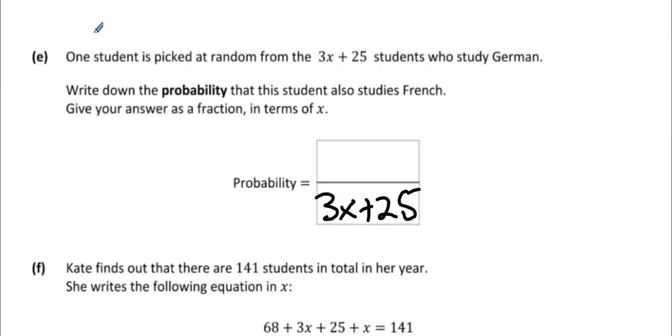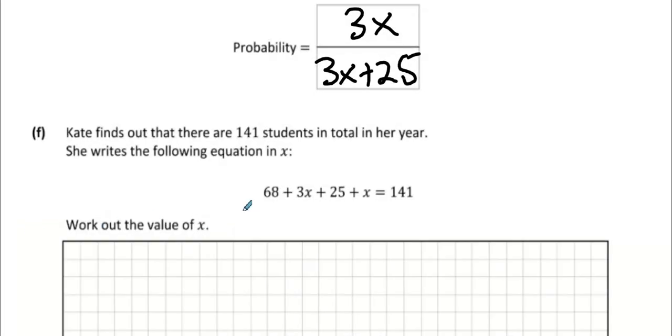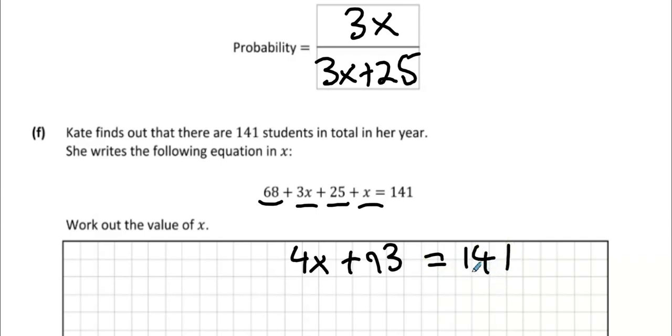So that's my answer, is it? It's an awkward one. Okay, finally, a bit of algebra to finish off. We've got to work out the value of x here, don't we? Add the x's together, what do you get? Add the 68 and the 25. Now, what's that rule that we have again? X's always must be on their own, usually on the left. So I'm getting 93.